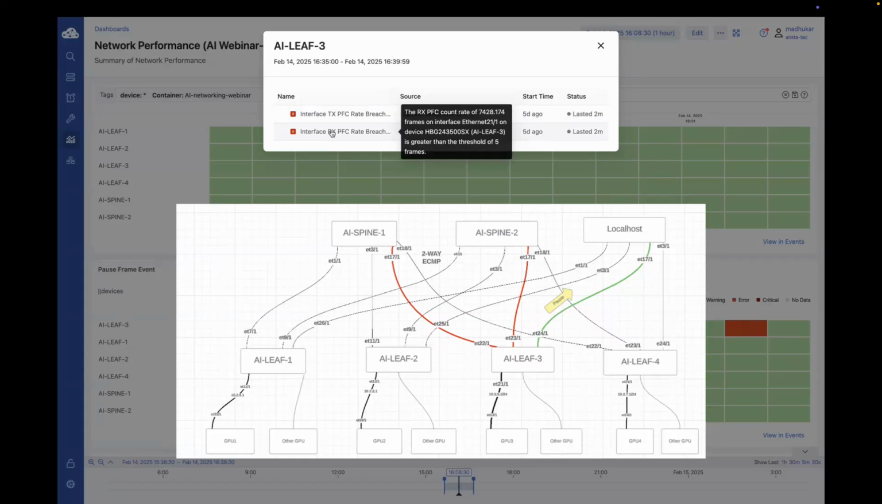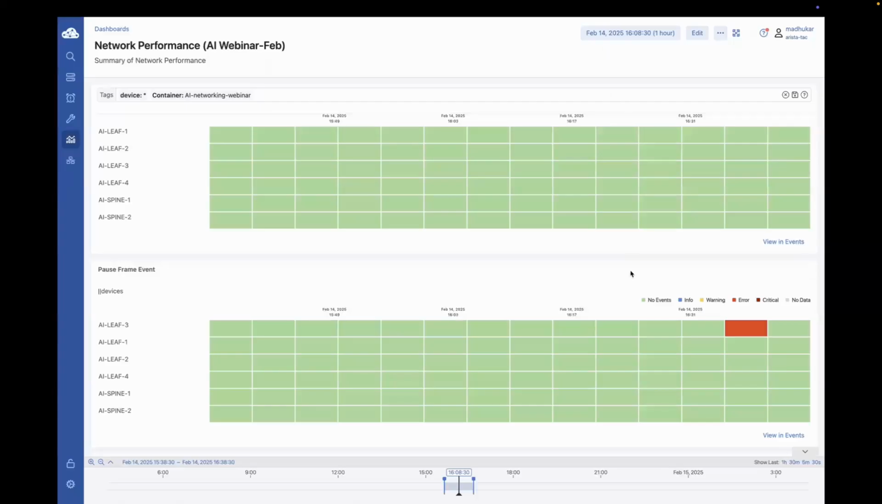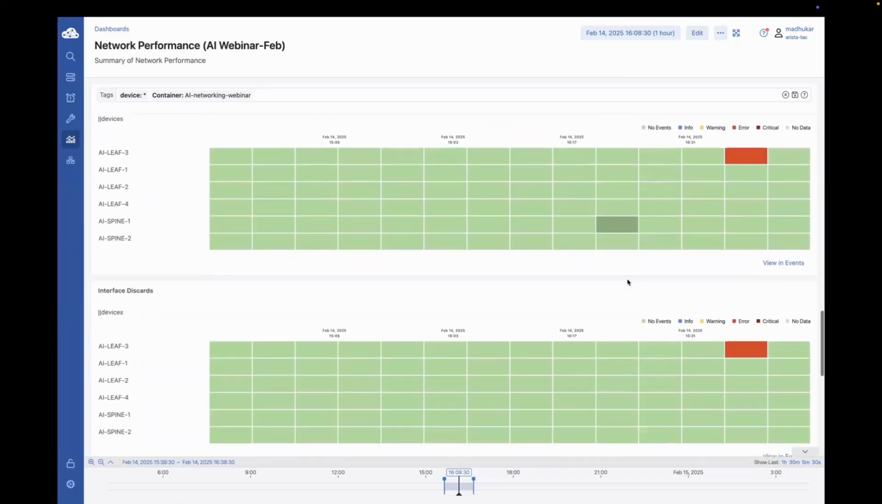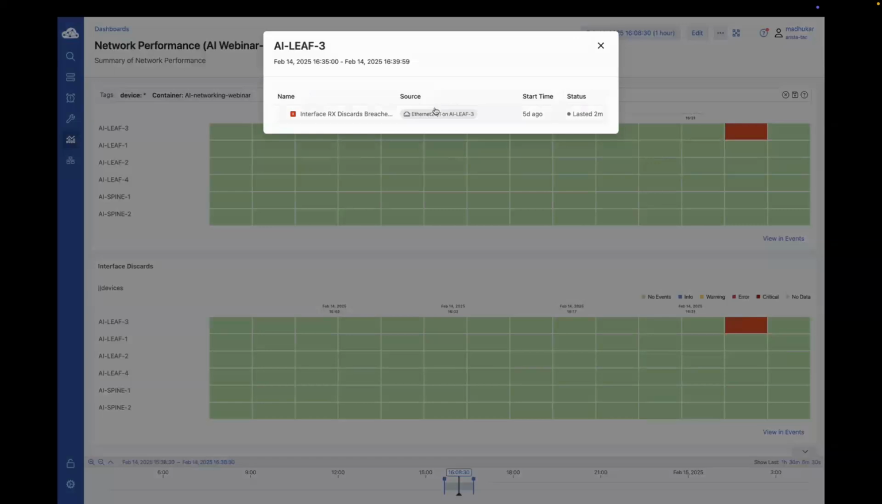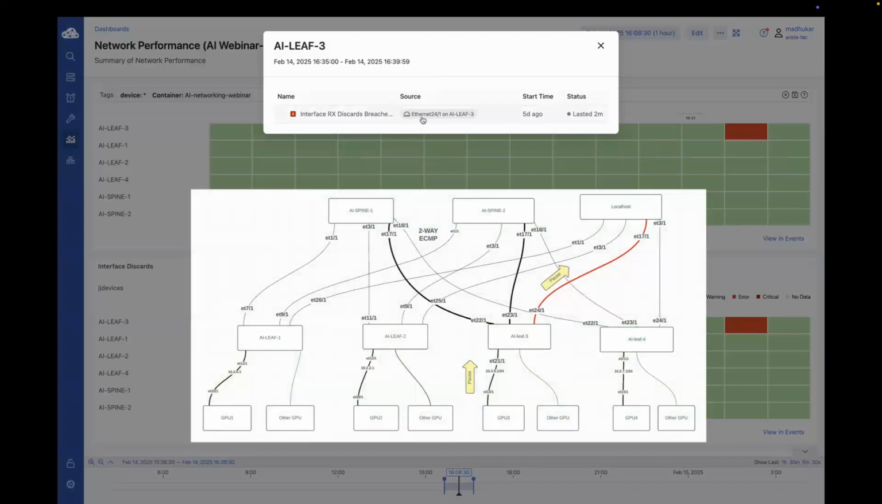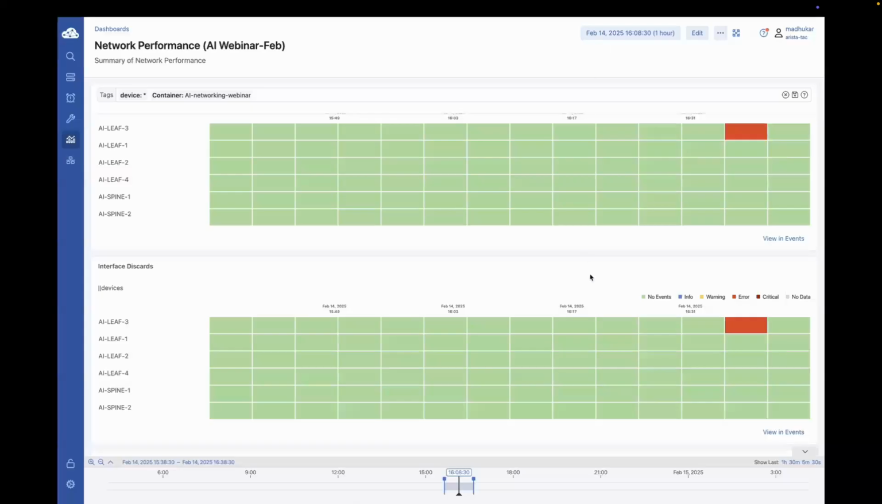But the pause frame that we are sending on the AI leaf 3 is one data point that is supposed to be noted. And let's take a further look at the other events that took place around the same time as well. Now, if we see the interface discard events, around the same time that we saw some pause frames, we are also seeing some in discards on ET24/1. And again, those are being observed for AI leaf 3. So that means that, although we were sending out the pause frames towards the local host, we were still seeing some in discards happen.